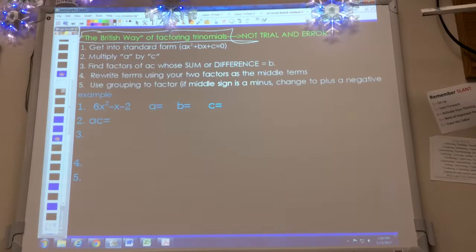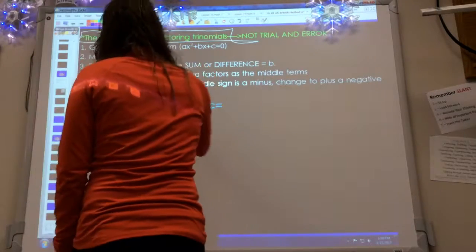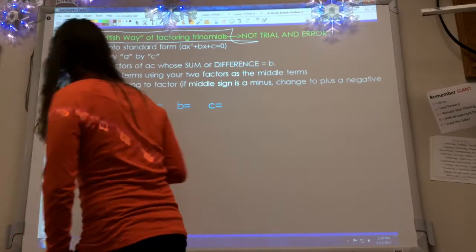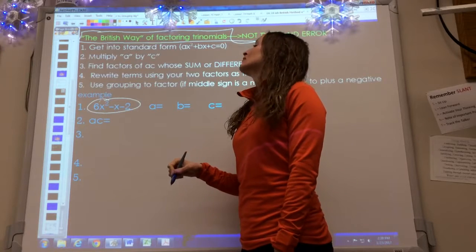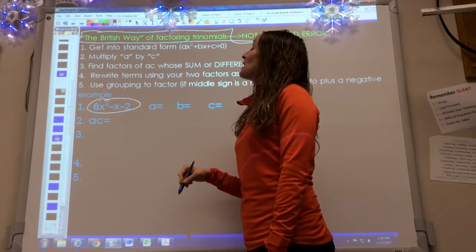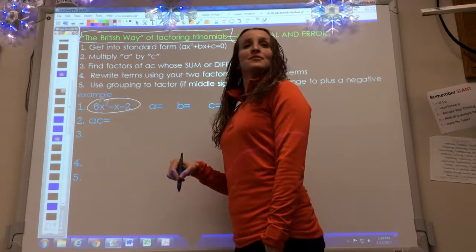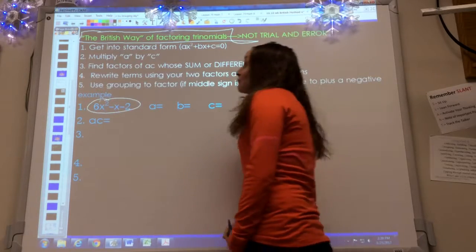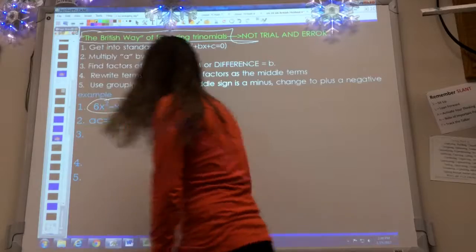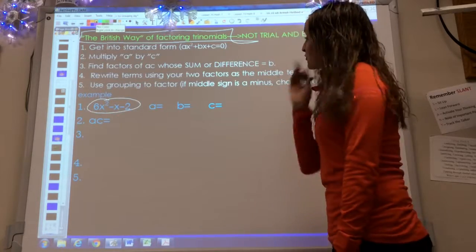Now, we're setting up our 5 steps and writing down our first example. Make sure when you write down your notes, you stick your nose up in the air a tad bit, like the British, because they're so much better. Okay? And we are going to go through these 5 steps.